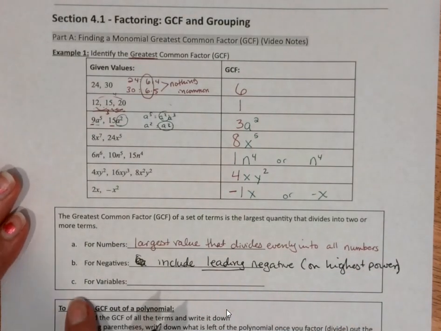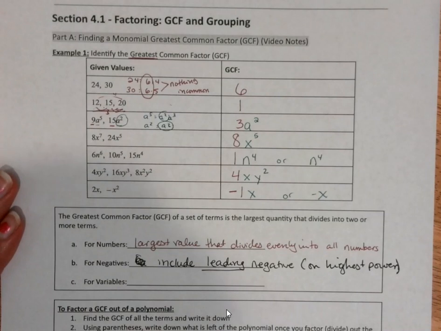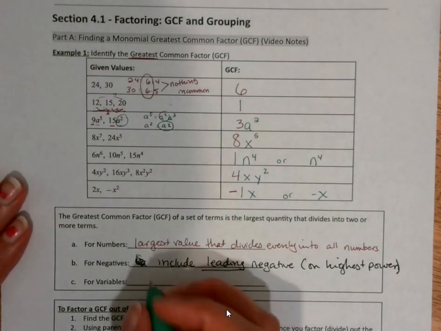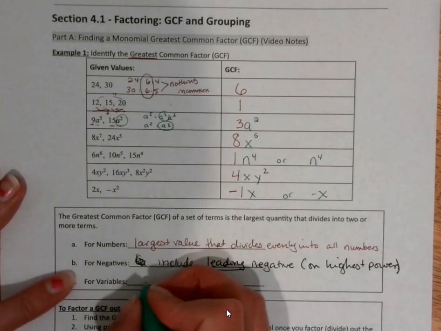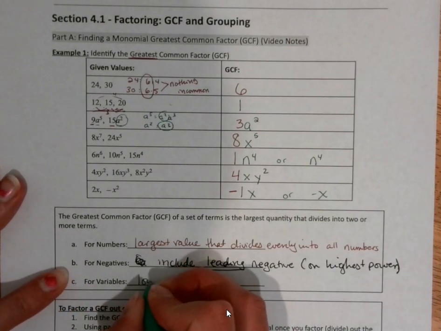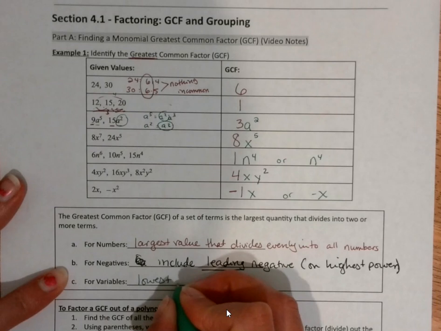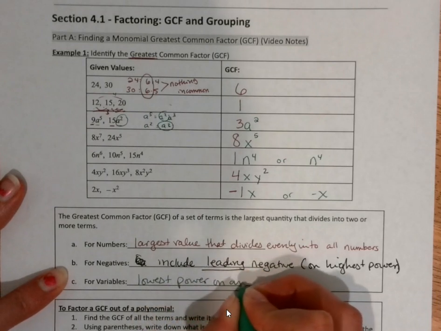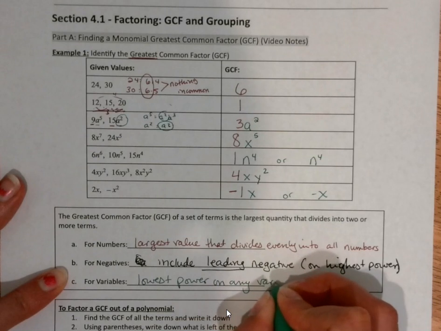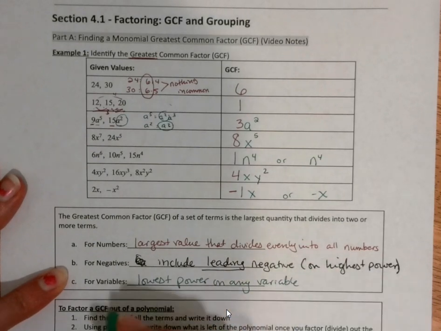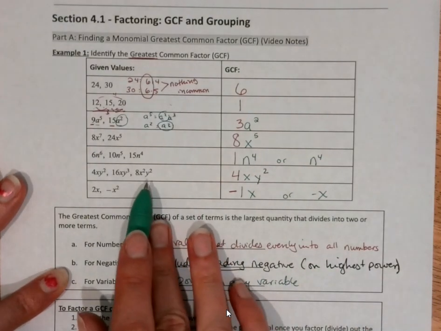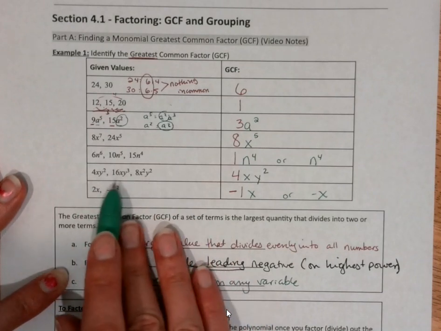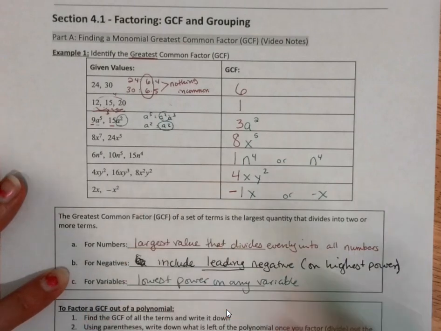All right, and for variables, the most that they all have in common is the same as the lowest power. And that can be more than one variable, like we saw in the one that had the x's and the y's. 1x was the smallest amount of x's, and then 2y was the smallest amount of y's, so we included x, y squared.